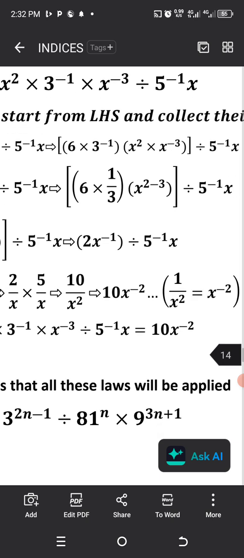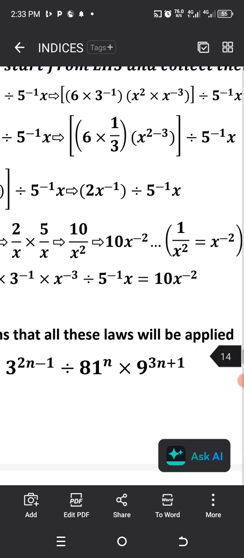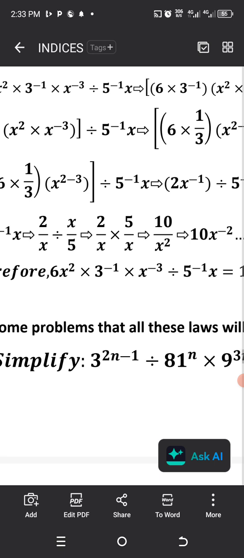So in the next line, you see that 6 multiplied by 1 over 3 is actually 2, and x raised to 2 minus 3 is x raised to power minus 1. So that is why we are seeing it in the parentheses to be 2x raised to power minus 1, all divided by 5 raised to power minus 1x. So now you still do the same thing. You collect the like terms, follow Bodmas rule. Actually, we are left with division alone now, so you don't need to follow Bodmas rule, but you collect the like terms.